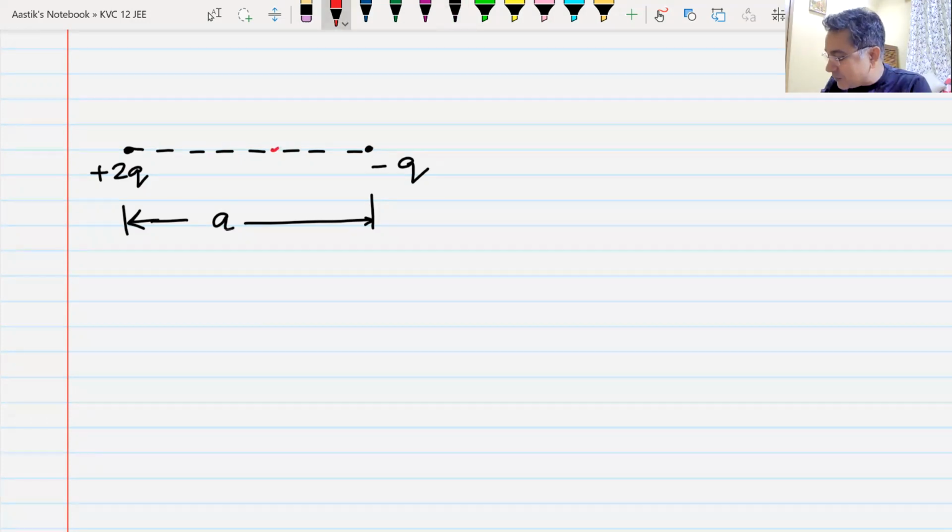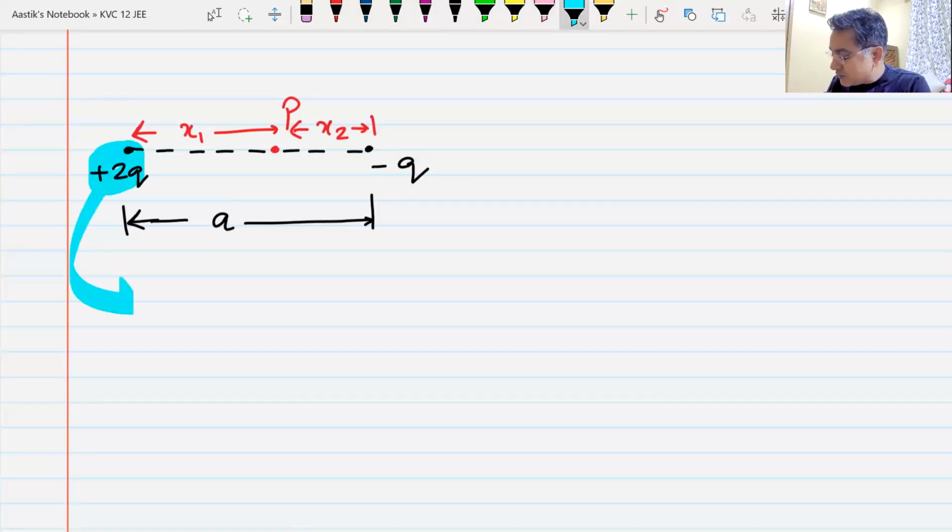Okay, so if I call this point P, and if I call this distance x1, and this distance x2, the potential at this point has to be zero. So I find the potential due to this blue charge. Let me call this V1. It will be plus K into 2Q divided by x1. Yes or no? Yes, sir.